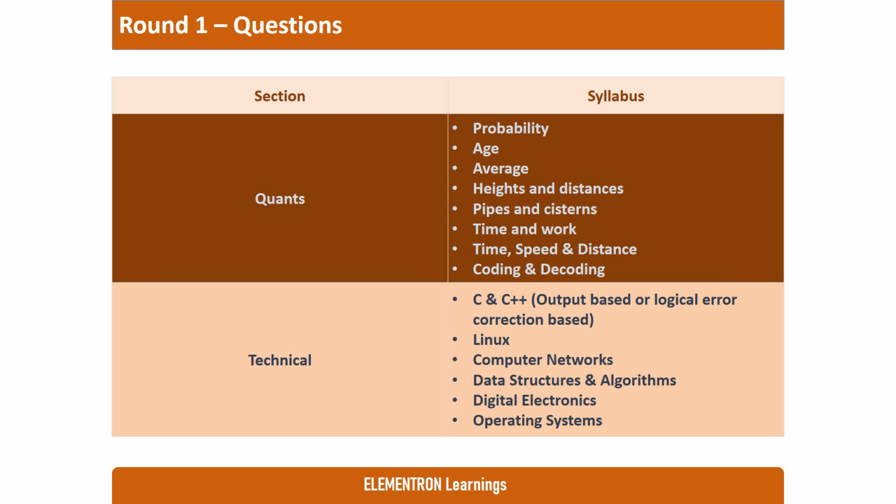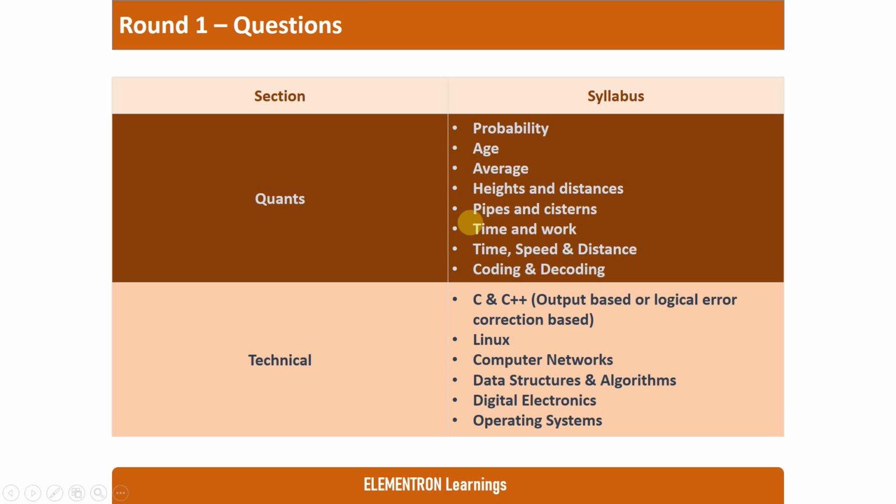Talking about the round 1 structure, we have 55 questions and the time given will be 60 minutes. In these questions there will be a quant section, technical section, and some non-verbal and verbal reasoning. Talking about the quant section, the most probable topics to be asked will be probability, age and average, heights and distances, pipes and cisterns.